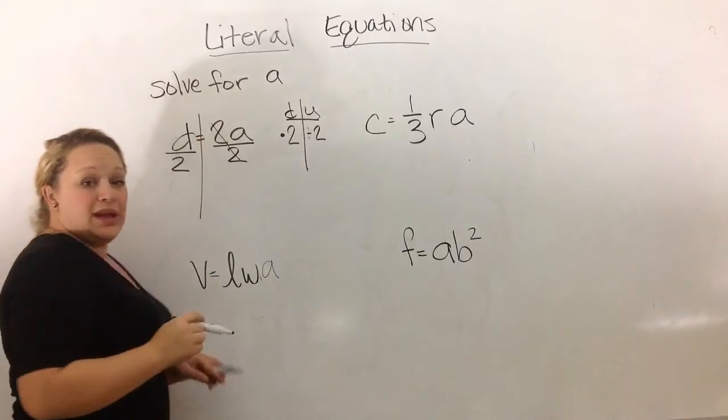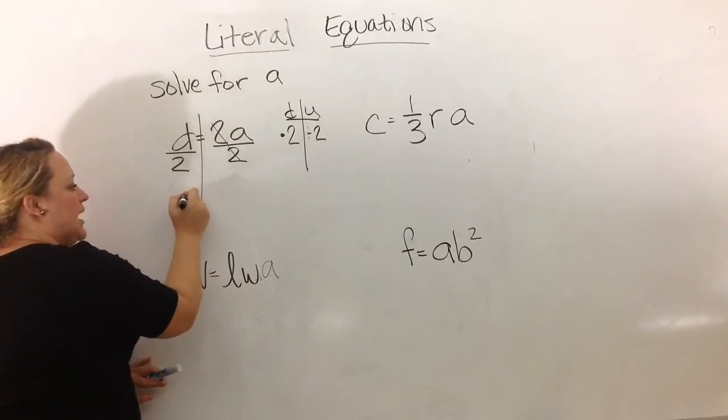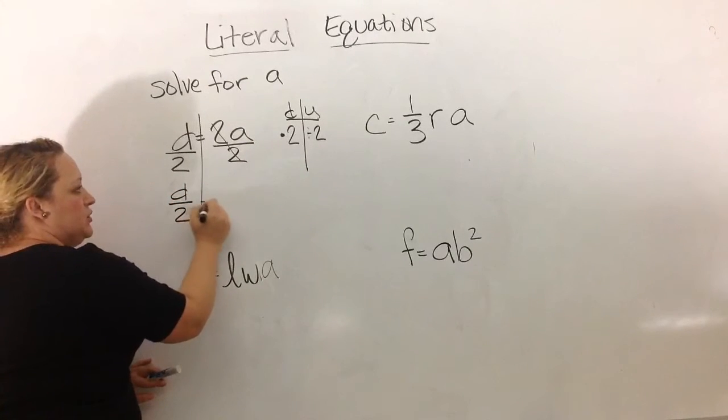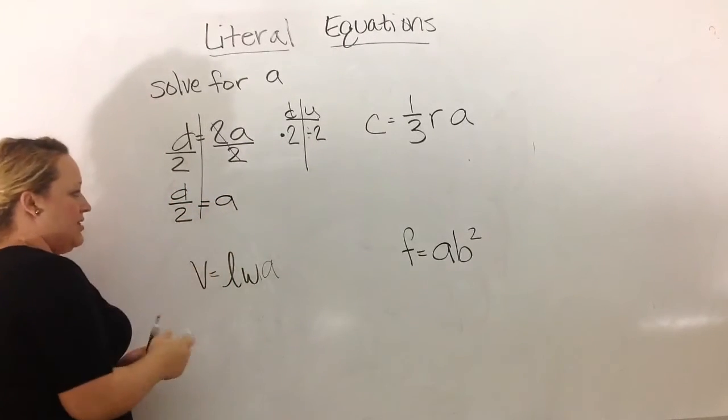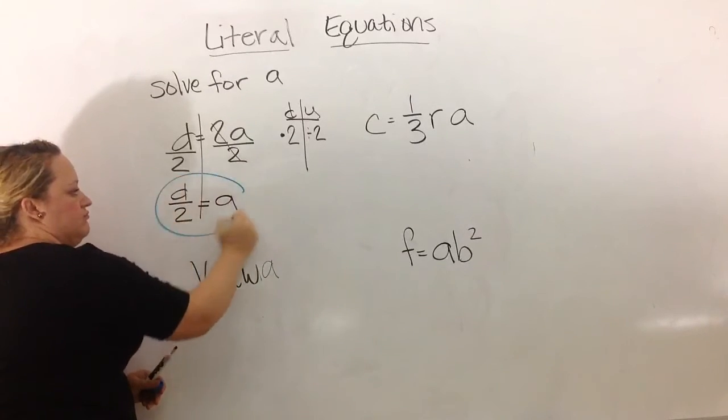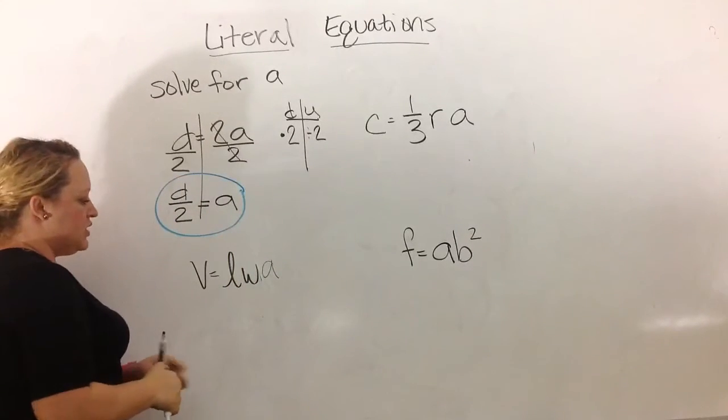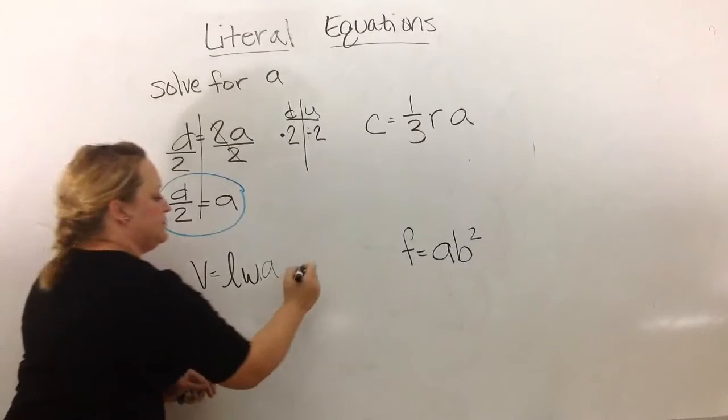2 divided by 2 will cancel. So now on this side, I have 2 divided by 2 equals A. That is our answer. That's it. So we're going to look right here at this one.